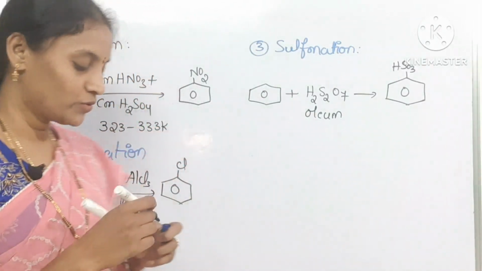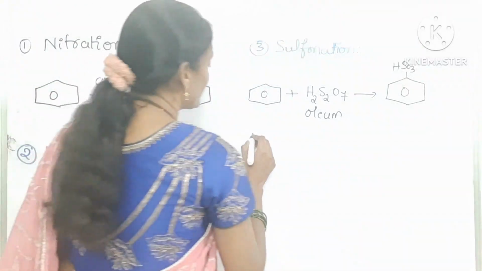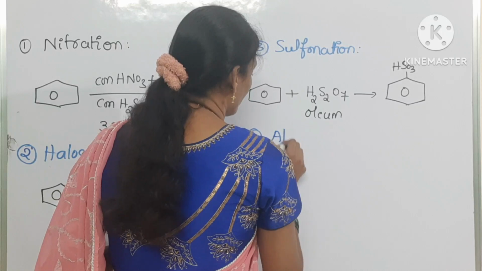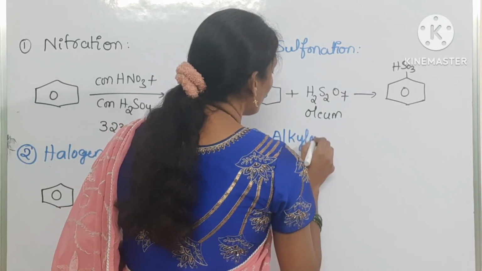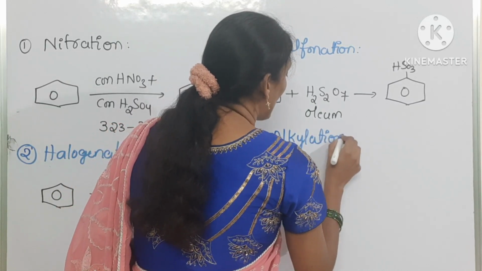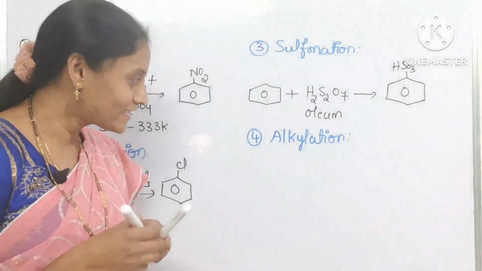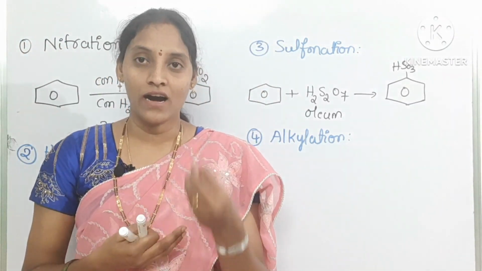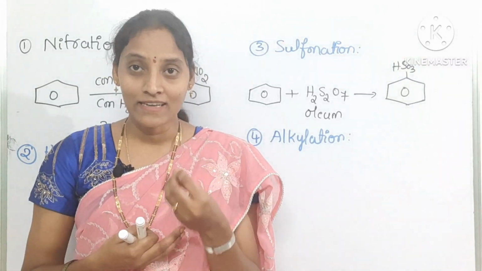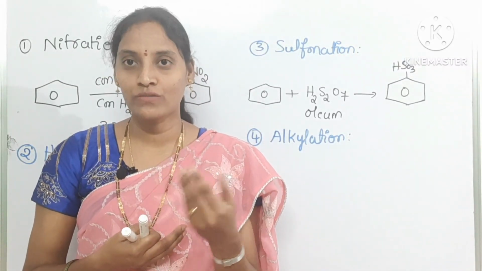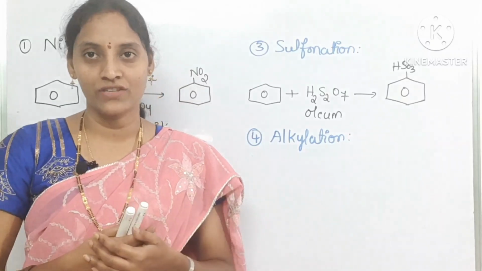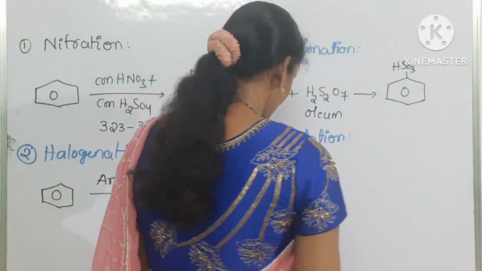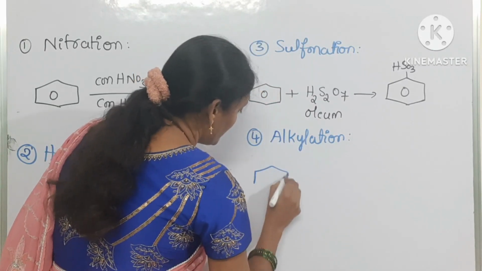In the same way, you can go to the next reaction, that is alkylation. Alkylation also happens if benzene reacts with alkyl halides, then it will form alkyl benzene. That alkylation takes place in presence of the same anhydrous AlCl3, FeCl3, FeBr3. Okay, so you will get here, this is the benzene.